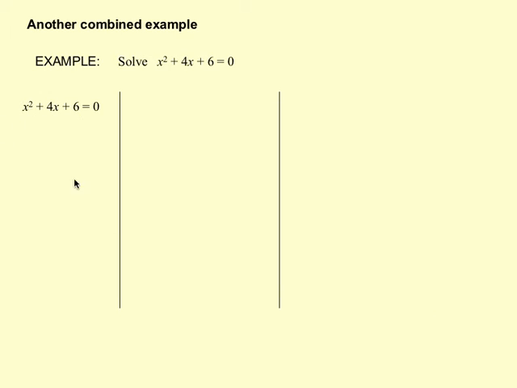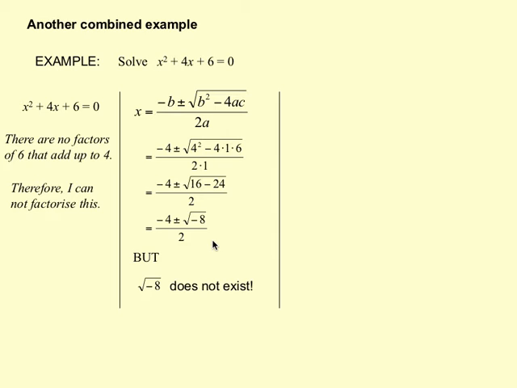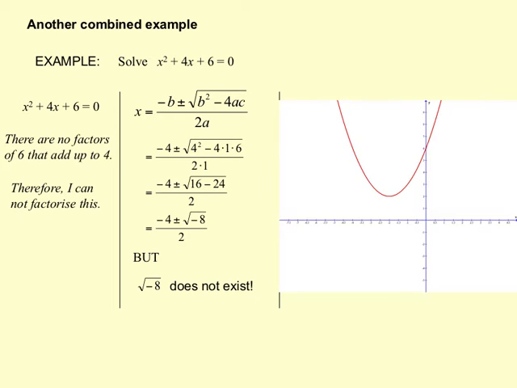Okay, last example. What are the factors of 6 that add up to 4? No idea, there are none. So I can't factorize it. Put it in the quadratic formula. A equals 1, b equals 4, c equals 6. And I get here the square root of negative 8. Square root of negative 8 doesn't exist. Well, it's an imaginary number if you want to follow that up. And when we graph it, it never crosses the x-axis. So this curve will never equal 0. So no solutions. No real roots.